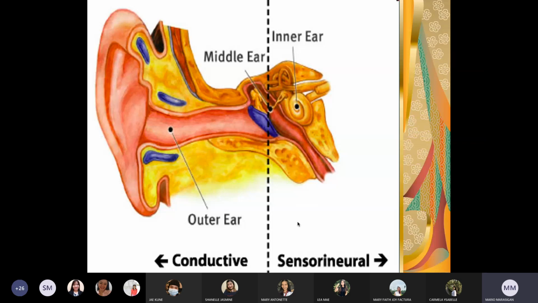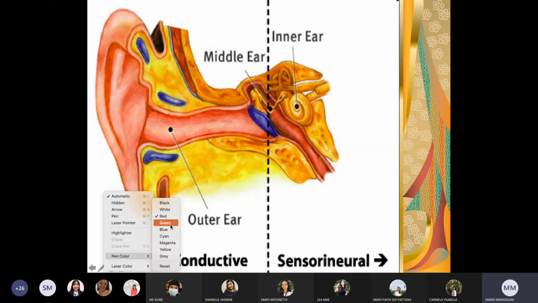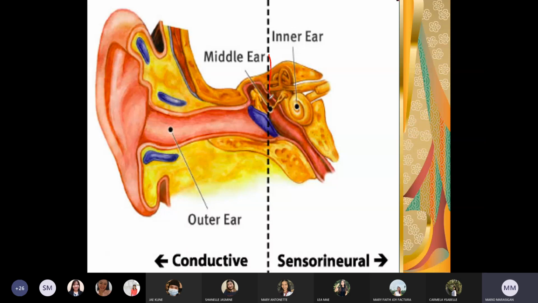So para ulit madaling ma-analyze, you just remember those structure in the middle part and the inner. Okay? So lahat ng structure na from external hanggang dito sa gitna. Okay? Lahat ng problem sa part na to, conductive hearing loss yan. Then from oval window going to the inner part, lahat yan ay sensory neural na. Okay?